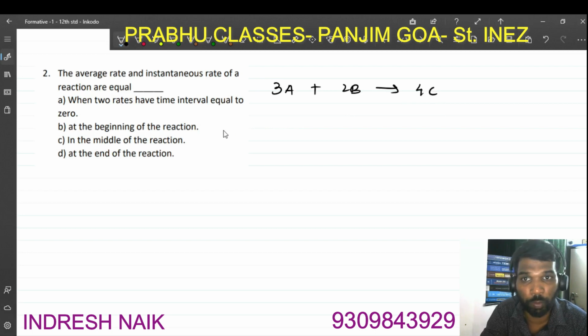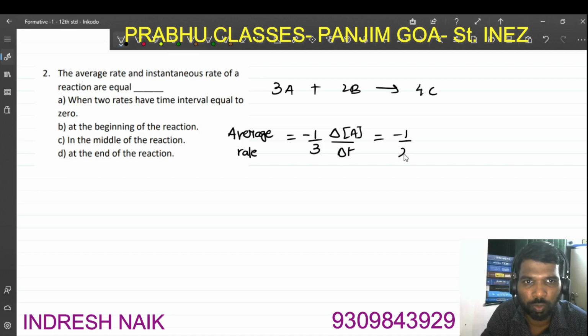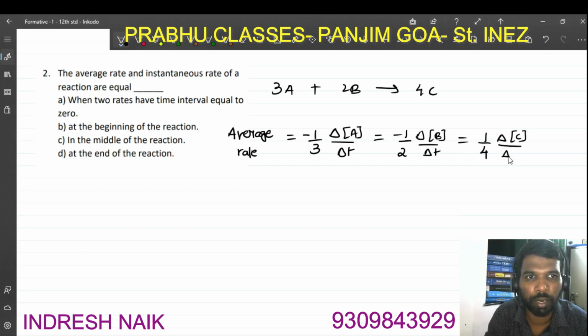How are you going to write the average rate for this? Average rate, the one which we have done in the first question. That is the average rate we have taken. So minus 1 by 3 delta A by delta T, this is also equal to minus 1 by 2 delta B by delta T, and this will be equal to 1 by 4 delta C by delta T. So how will you write an instantaneous rate?